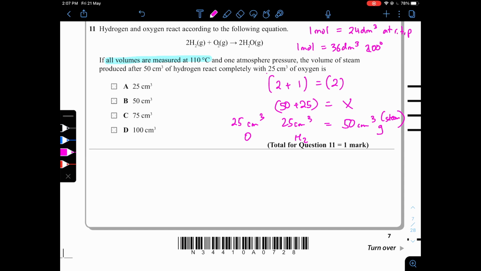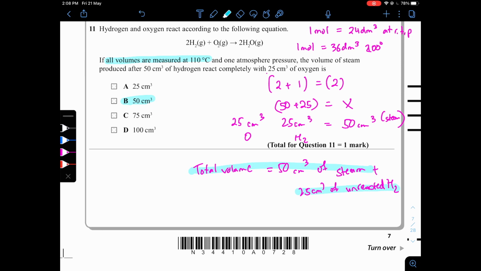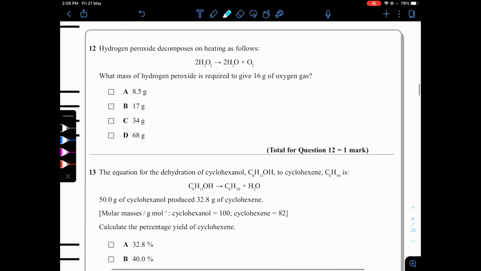So if the question asks us what's the total volume, then we would say it would be 50, not grams, sorry, 50 centimeter cubed. I do not know why I put grams. 50 centimeter cubed of steam. And we'd have 25 centimeter cubed of unreacted hydrogen, which we have done nothing with. So our final answer is 50 because they ask us for steam, not the total volume. But if they ask us for the total, you know how to do that now as well. Okay, question number 12.